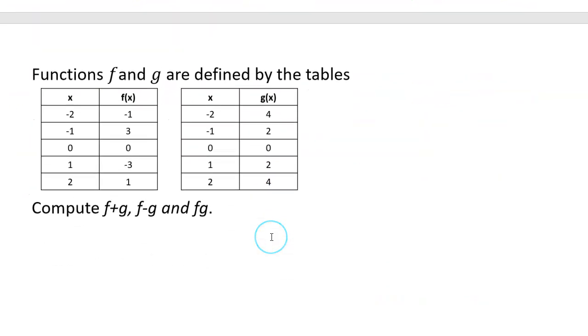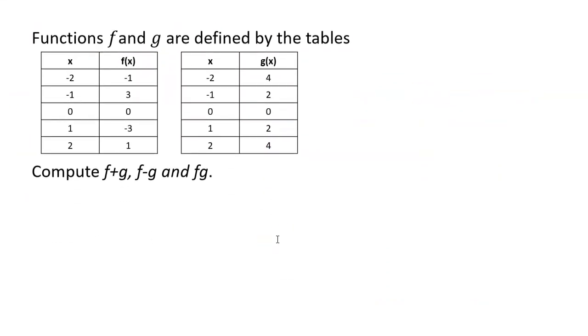So if we move on to the next problem, we are given f and g in a table format. So this first table here is your f of x function, and the second table is your g of x function. And they want us to compute f plus g, f minus g, and f times g. Right here, this is the same as f times g. If they want to leave the dot out of the middle, that's fine.